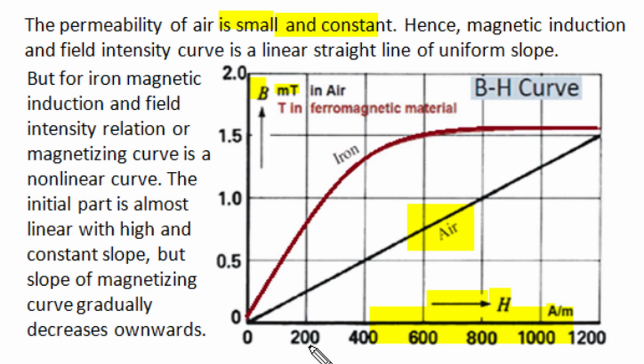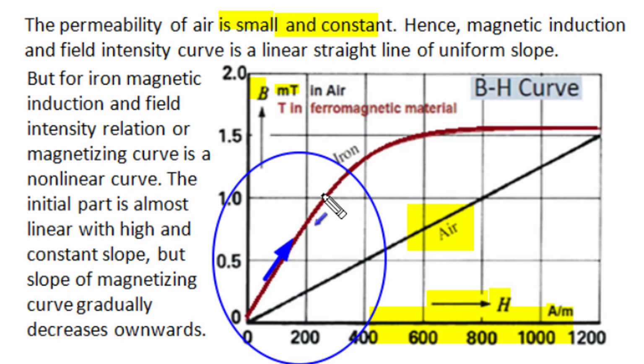When the applied magnetic field is increased from a very small value, for the initial small amount of increase in applied magnetic field, the increase of magnetic induction in ferromagnetic material is almost linear with a very high and constant slope. But this slope of the BH characteristic, as shown by the blue arrow, which is initially high and constant, gradually decreases as the applied magnetic field increases onwards.